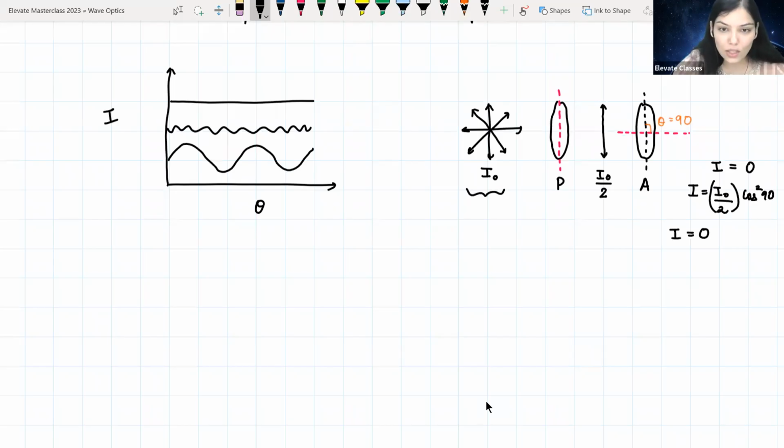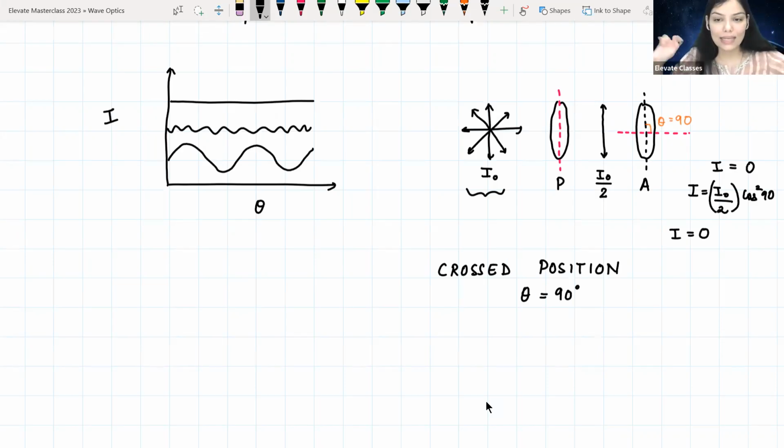So this kind of orientation, where the pass axis of the polarizer and the pass axis of the analyzer are making an angle of 90 degree, is also called crossed position. Okay, so if it is written in the question that the analyzer and polarizer are in crossed position, it should be clear to you that theta is equal to 90 degree in that case.